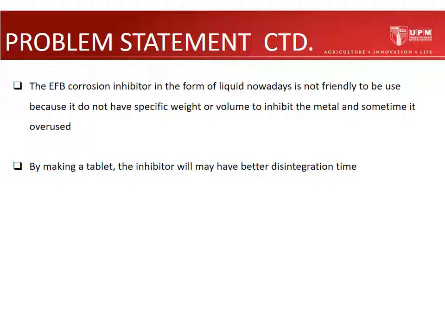The EFB corrosion inhibitor in liquid form is nowadays not friendly to use because it does not have a specific weight or volume to inhibit the metal, and sometimes it's overused. By making a tablet, the inhibitor may have a better disintegration time as it will slowly and uniformly distribute to the metals and becomes more efficient compared to the green corrosion inhibitor in liquid form.